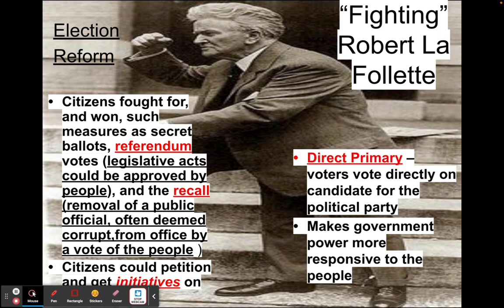Citizens also can recall officials if they deem someone corrupt. Citizens can petition and get initiatives on ballots. So if you think that something needs to change, you have to get enough signatures, and whatever you think could change, you individually could put together something to get changed. These different changes made government a lot more powerful for the people and not so much the people that were in government.